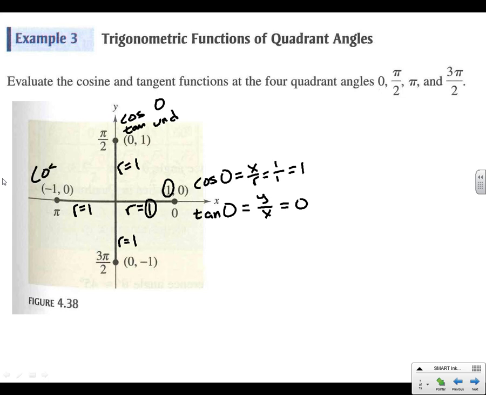Cosine over here is going to be negative 1. Tangent is going to be 0. And then down here as well, cosine is going to be 0, which means that the tangent is undefined because it's going to be 1, or negative 1 in that case, divided by 0.